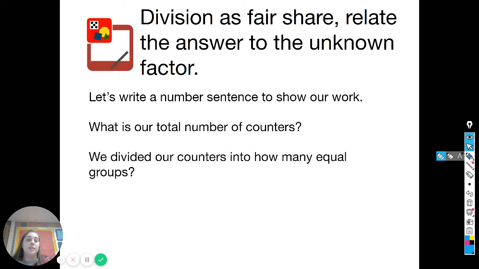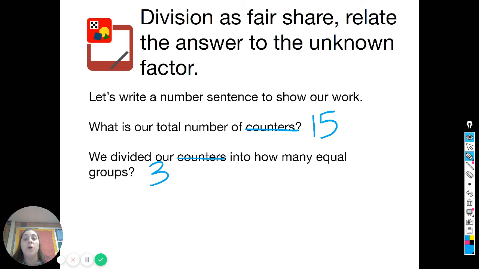Let's write a number sentence to show our work. What is our total number of, and we're not using counters, we're using markers, right? So our total number of markers was 15. That's how many we started with. We divided our markers into how many equal groups? Well, there were 3 teachers, so we divided it into 3 groups.